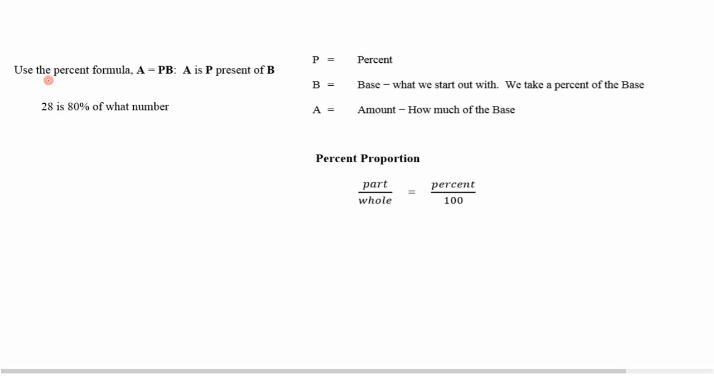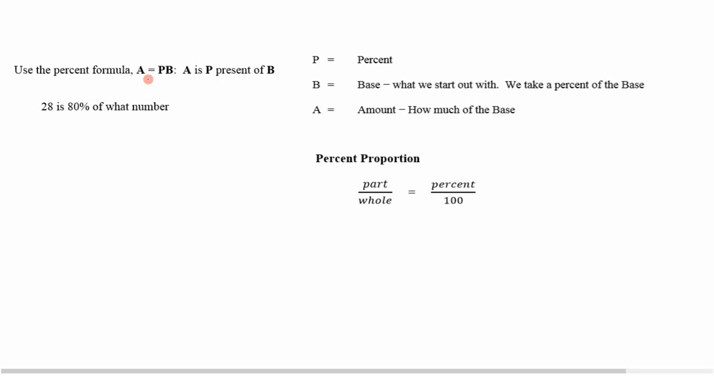Hey everyone, this problem says use the percent formula, A equals P times B, where A is P percent of B. You can certainly use that, but you could also use this percent proportion, which some of you might be more familiar with. And so let's look at both.